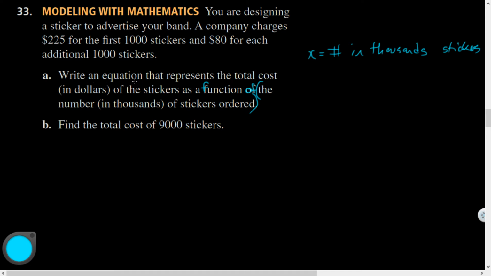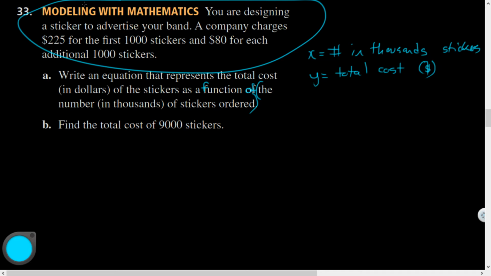And y is the total cost in dollars, measured in American dollars. So that's my x and y. And now up here they gave us two facts. I don't know if you realized that. I don't know a starting value, and I kind of know the slope, I think.